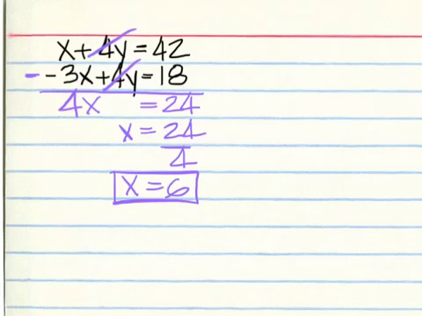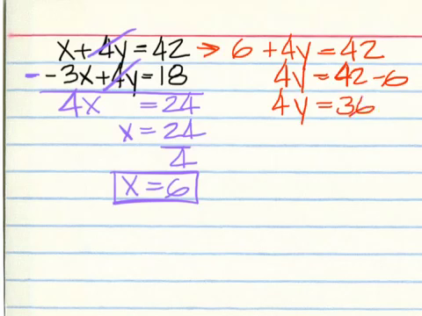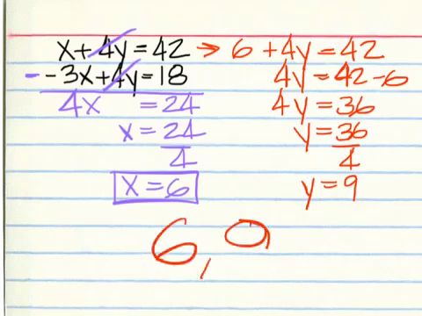Now go back and plug it in, but remember you're not plugging in y, you're plugging in x. I'll choose the top one. Now we're plugging in for x, so this should be 6 plus 4y equals 42. And move that 6 over, make it minus. Simplify to get 36. Divide to get 9. Your final answer should be 6, 9.